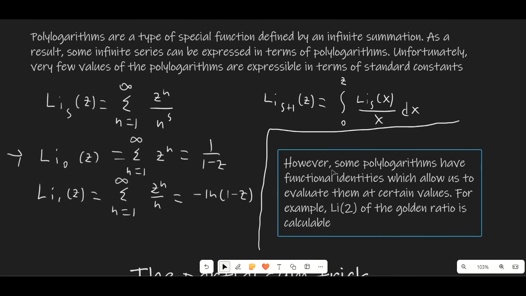Some polylogarithms do have functional identities which allow us to evaluate them at certain values. For example, the dilogarithm, which is Li sub 2, of the golden ratio is actually calculable, or maybe it's 1 over the golden ratio, I'm not certain, but there are some very interesting identities with that. So know that most values of the polylogarithm are not calculable, but some certain specific ones are.